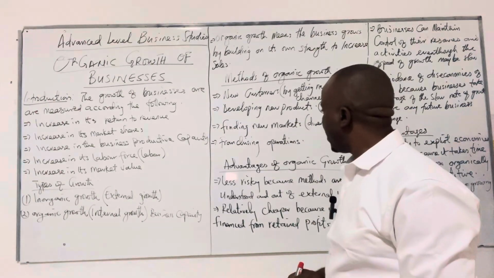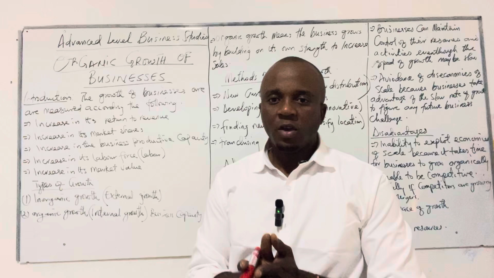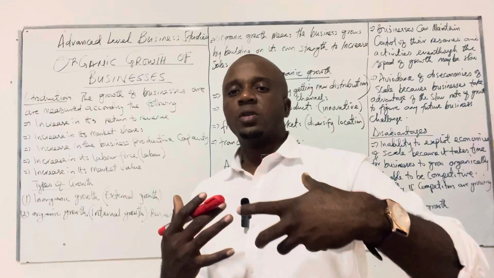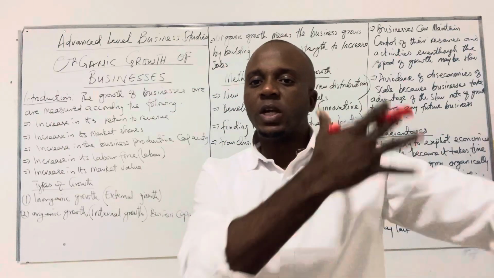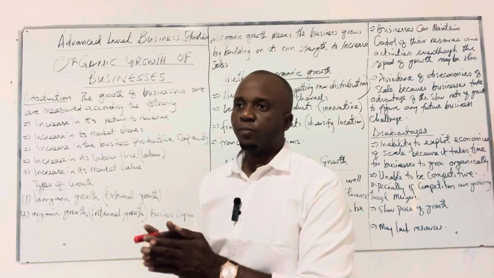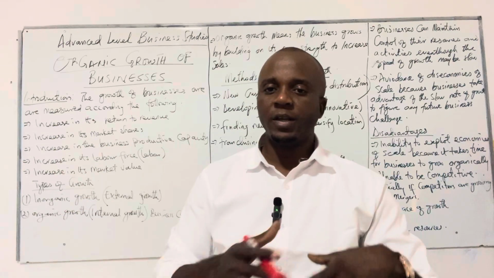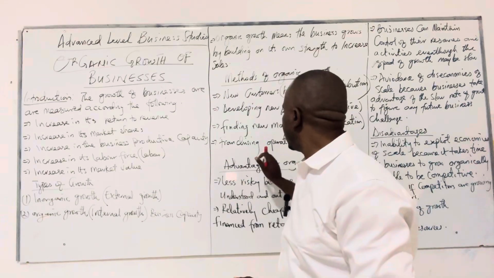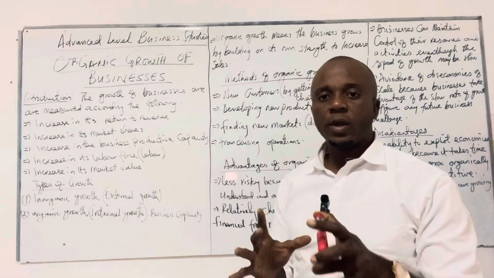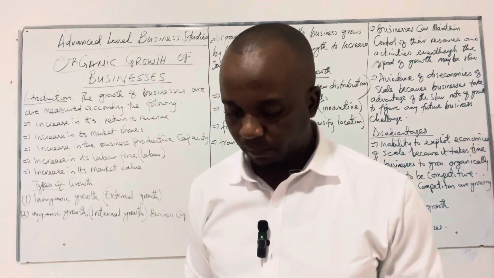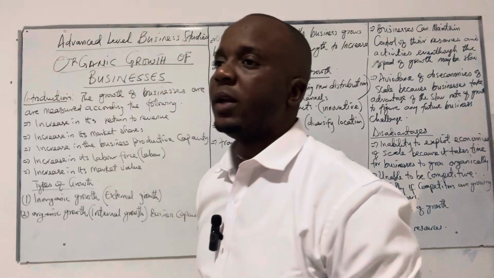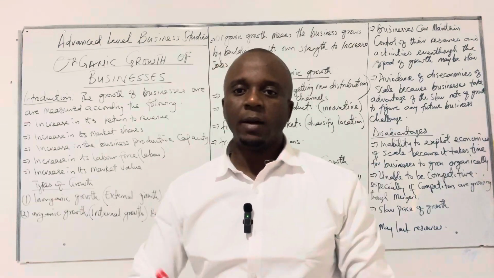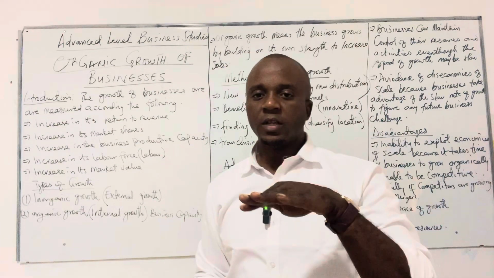Then the fourth way is by franchising operations. What is a franchise? A franchise is when, for example, a business uses another established business's license or name to sell its product. For example, any other product can use the license of Coca-Cola, because Coca-Cola is already popular, to sell its product. So they can do that by having these franchising operations. So those are the ways that businesses can grow organically. Those are the four ways businesses can grow organically: by looking for new customers, looking for new markets, diversifying their location, and by franchising operations.